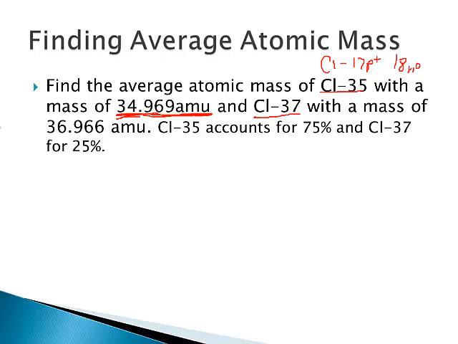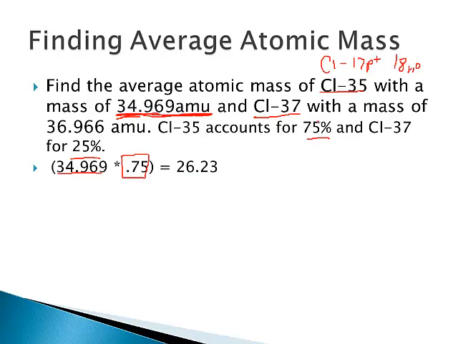Chlorine-37 has a mass of 36.966 AMU. Chlorine-35, as you notice, accounts for 75%, and chlorine-37 is 25%. So of all the known isotopes of chlorine, you get a 75% chance of getting chlorine-35 and a 25% chance of getting chlorine-37. When you're finding the average atomic mass, you want to take the mass times the percent, but notice how the percent has been changed into a decimal. So when you take that, you get 26.23.